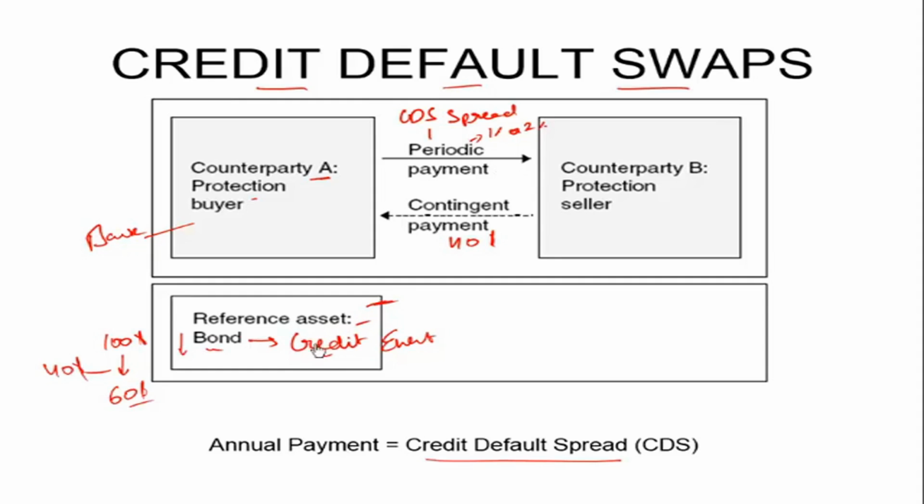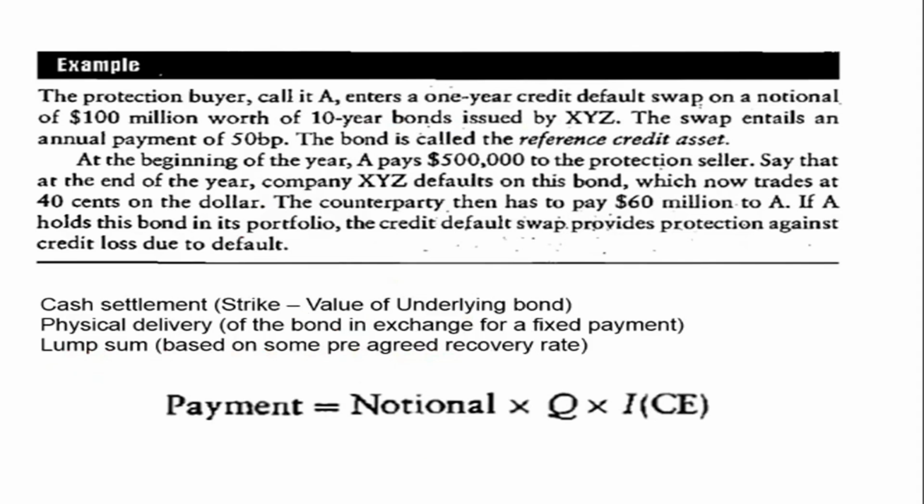So let's do an example and understand this better. The protection buyer, call it A, enters a 1-year credit default swap on a notional of $100 million worth of 10-year bonds issued by XYZ. The swap entails an annual payment of 50 bips. The bond is called the reference credit asset. At the beginning of the year, A will pay 50 bips or 0.5% of 100 million.